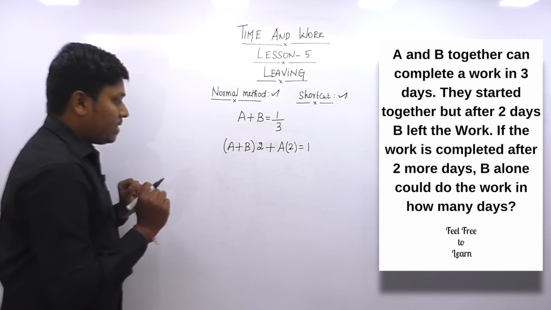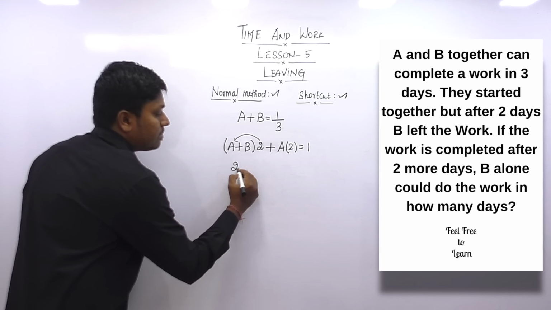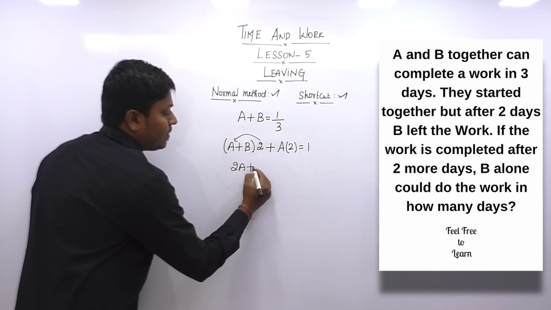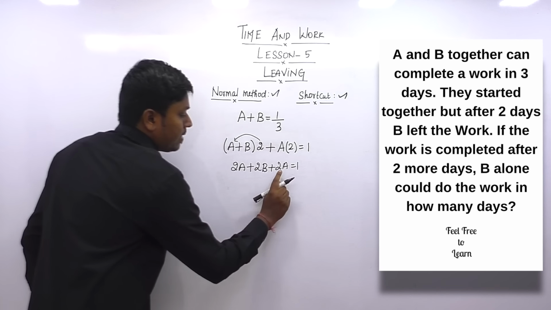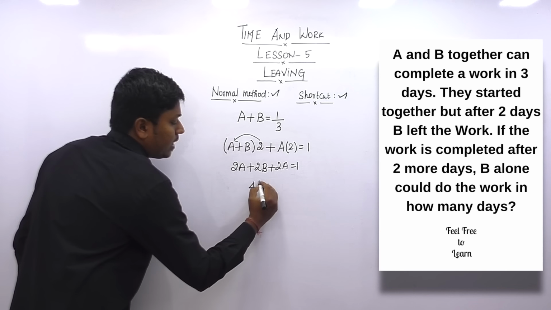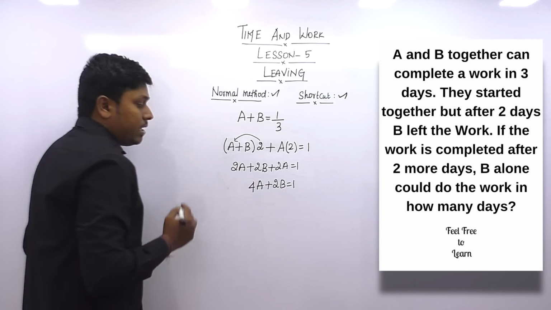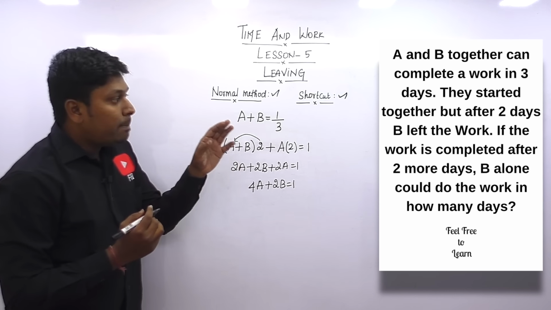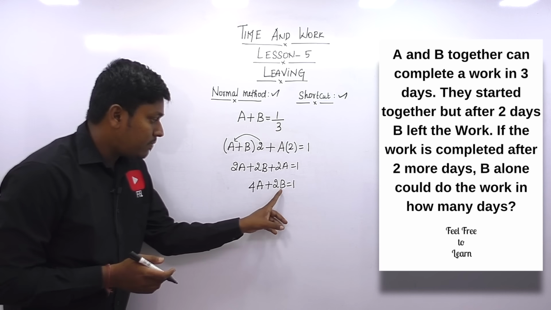Okay, so now I'm going to multiply this 2 inside. So this becomes 2A, 2 into B will be 2B, plus 2A is equal to 1. 2A plus 2A will be 4A. So 4A plus 2B is equal to 1. Now our target is to find B alone, how many days he could complete the job.